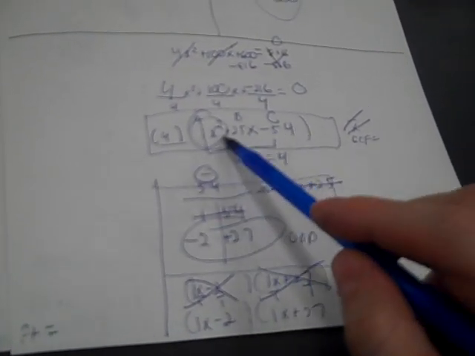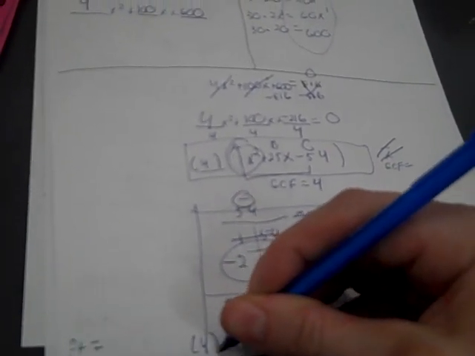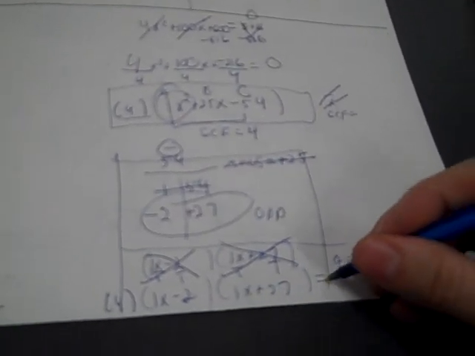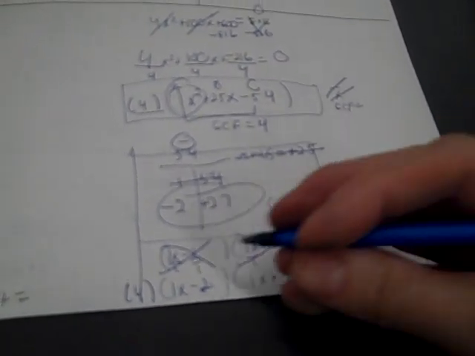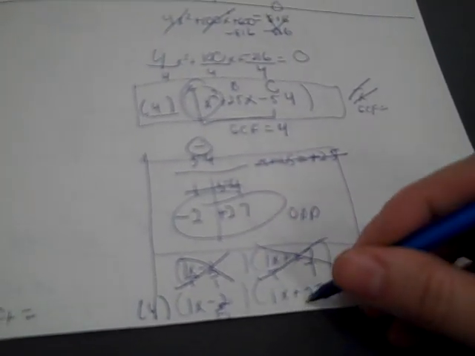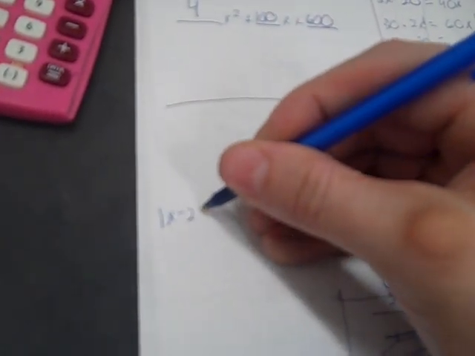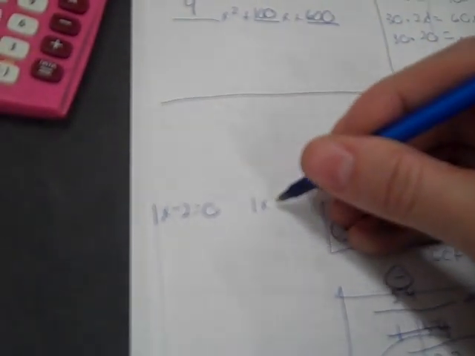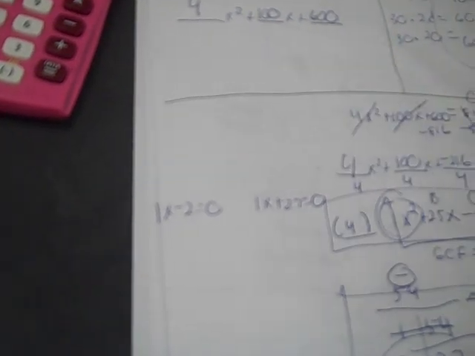Now do what we always talked about. You did it before you messed with this. You did have that 4 out there. So that is dropped down. But it's not an important factor because it's not 4x. It's just 4. Naked 4. F1, F2. And I've got 1x minus 2 equals 0. 1x plus 27 equals 0.